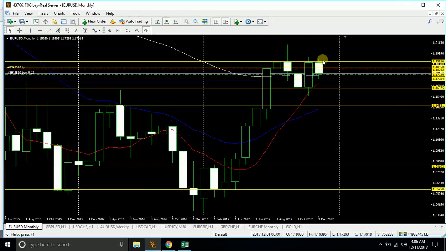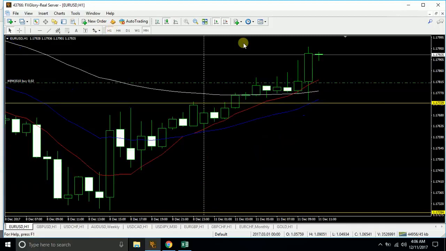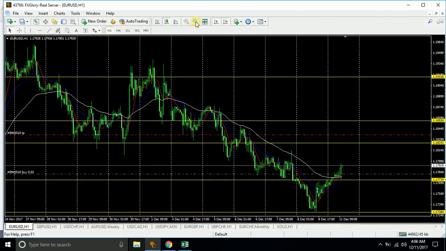Here on the monthly, I see if we get a close up above the 1.1800 level or higher, I definitely see further move to the upside. Now this is the Euro USD. As I said, I see a continued bullish run here on the Euro USD.